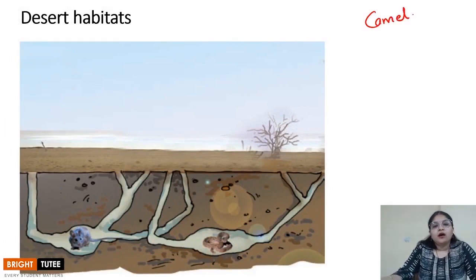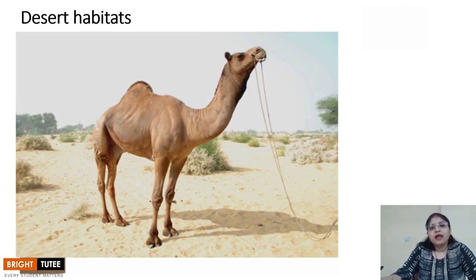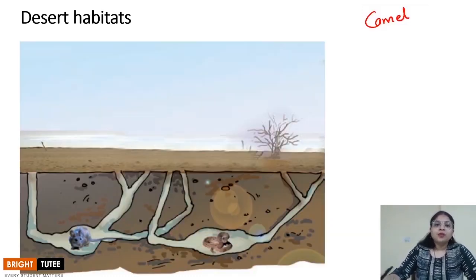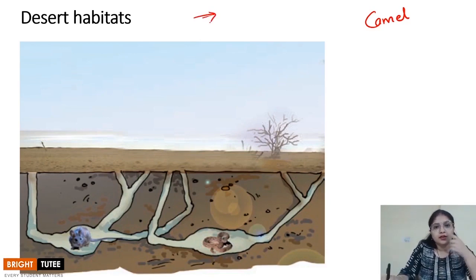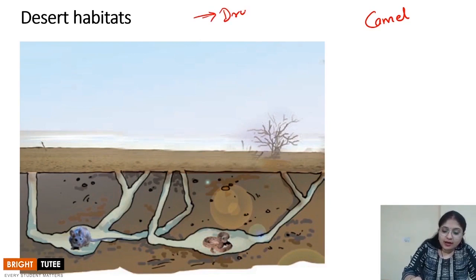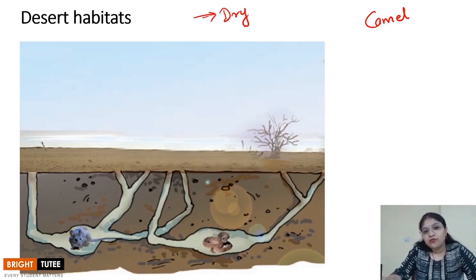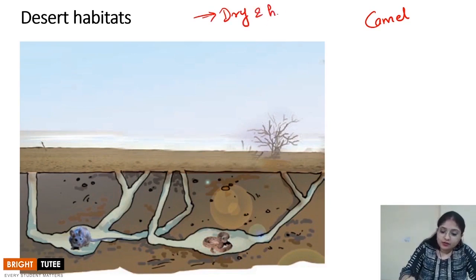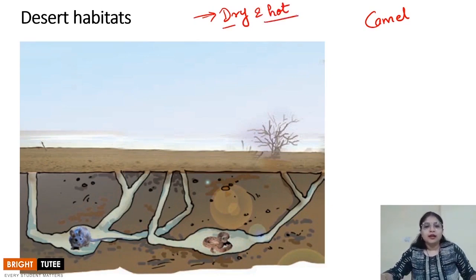And we saw that the camel had various behavioral changes as well as different adaptations which helped it to survive in the desert. The very first thing that we are going to discuss in this is the climate and the landscape of the desert. So we know that the desert is dry, right? As in there is very little rainfall and it is hot, right? So the climate is dry and hot.